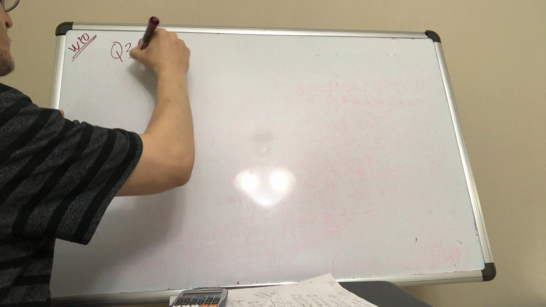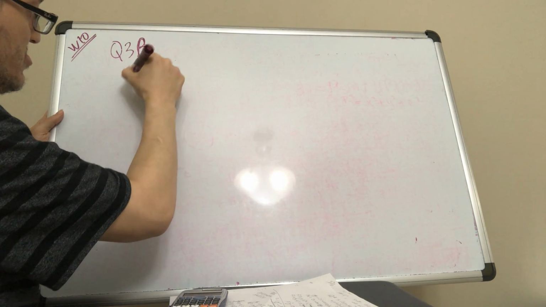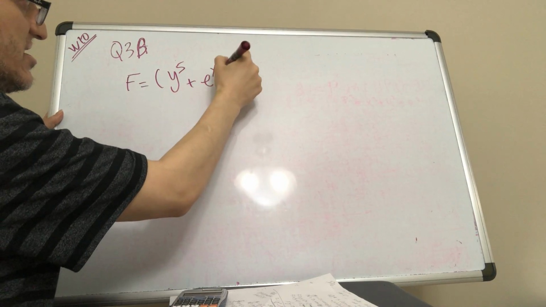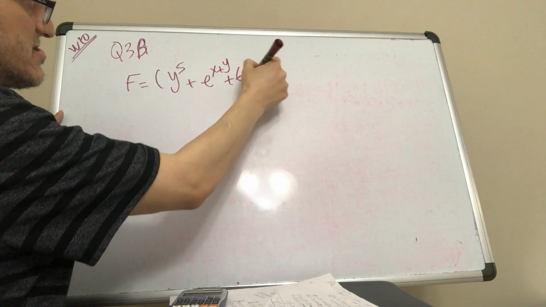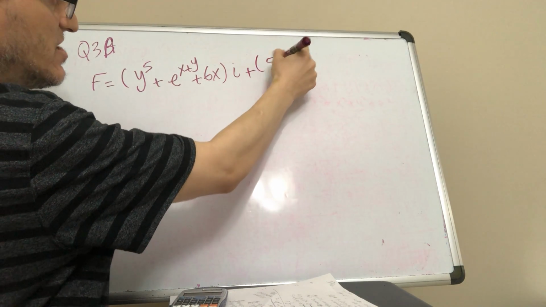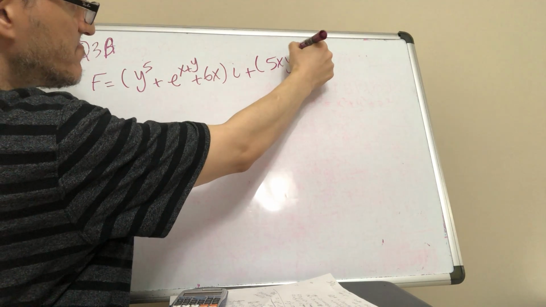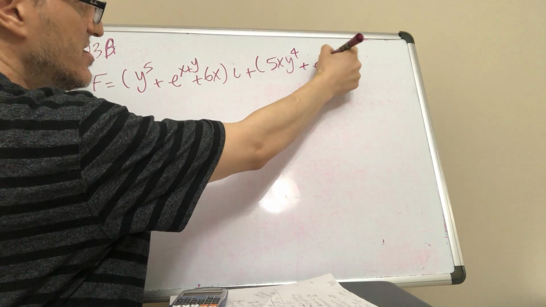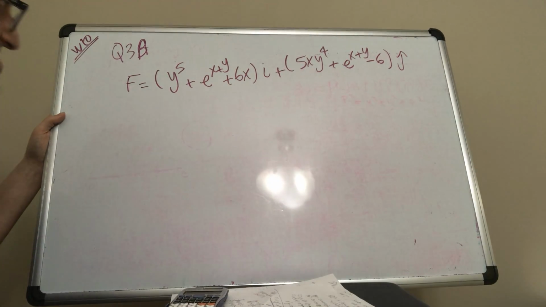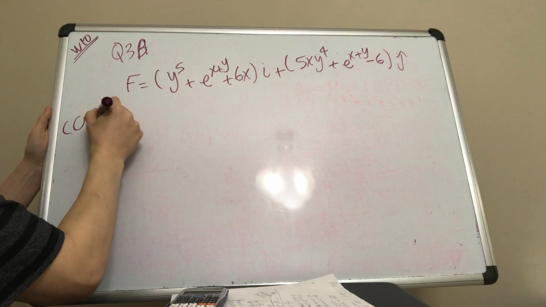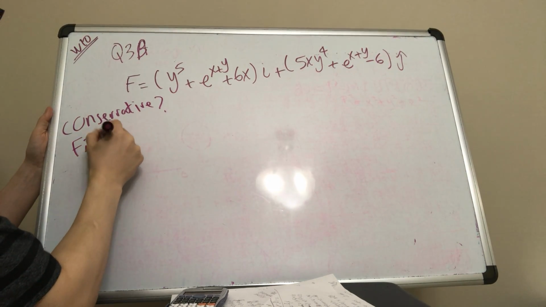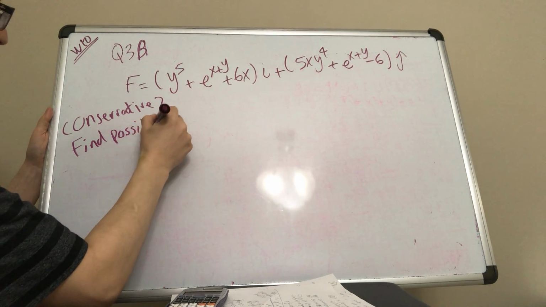Question 3b, given the function y to the power 5 e to the x plus y plus 6x in direction i, 5xy to the power 4 e to the x plus y minus 6j. And the question, is it conservative? And find a possible function.